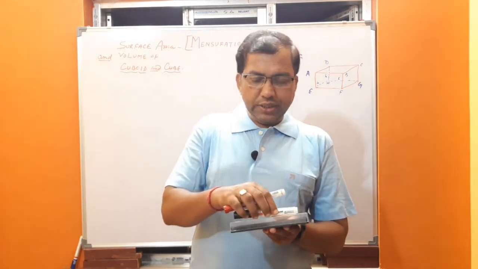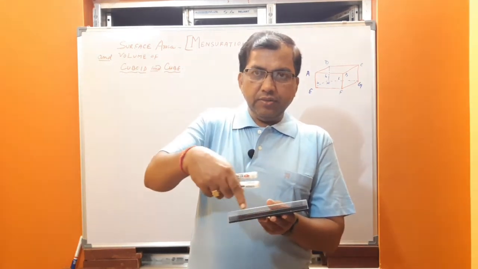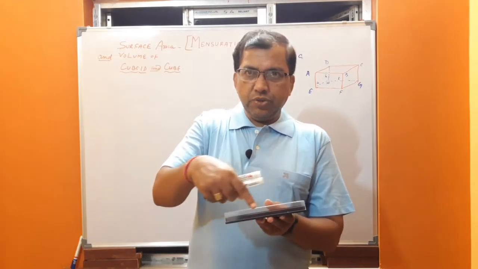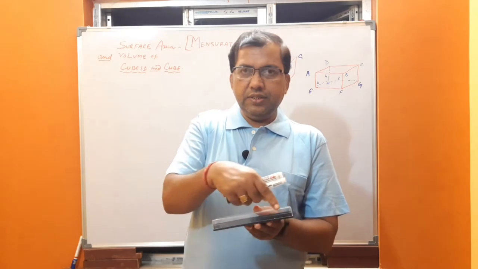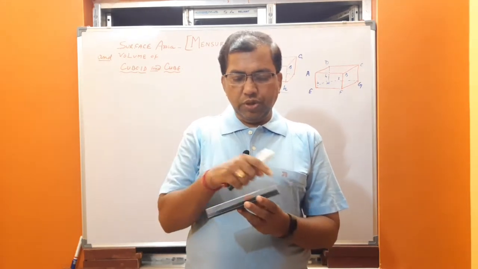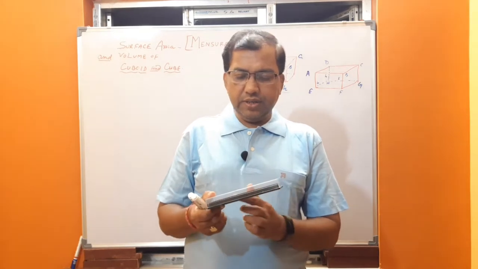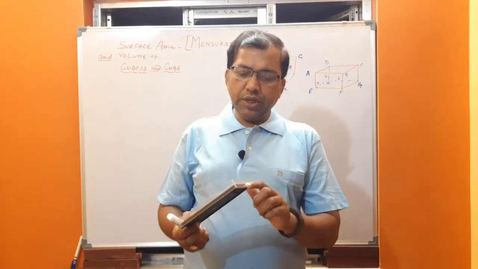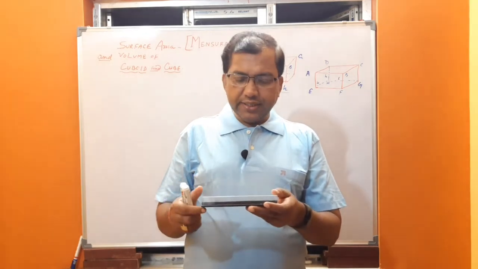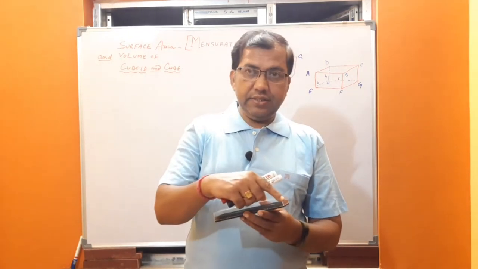Two adjacent faces meet along a line. This is known as an edge. So there are 12 edges: 1, 2, 3, 4, 5, 6, 7, 8, 9, 10, 11, 12. And there are 8 vertices.